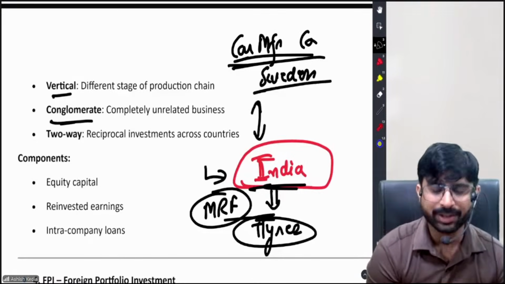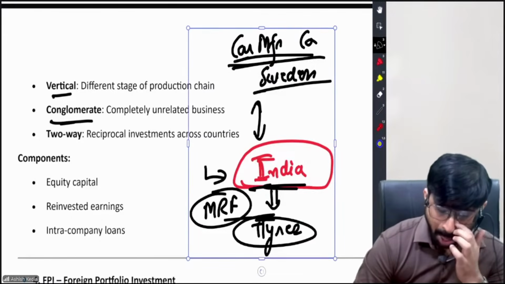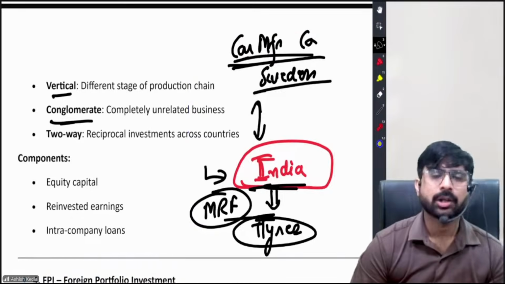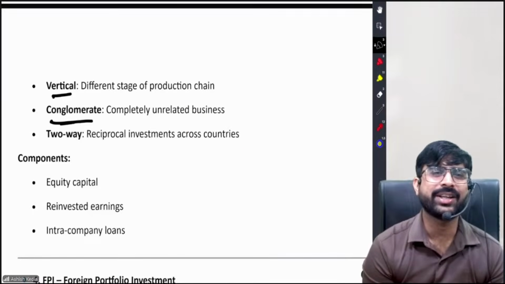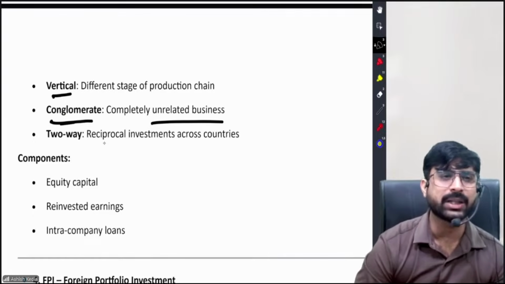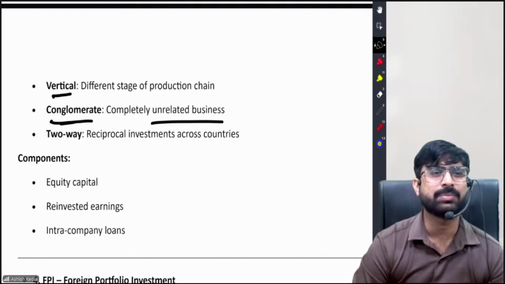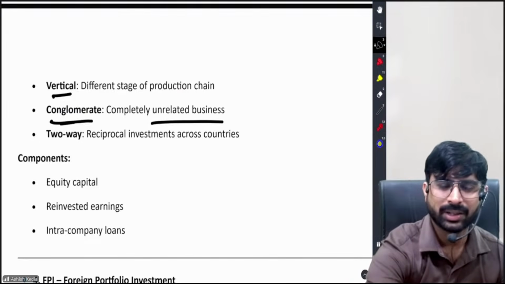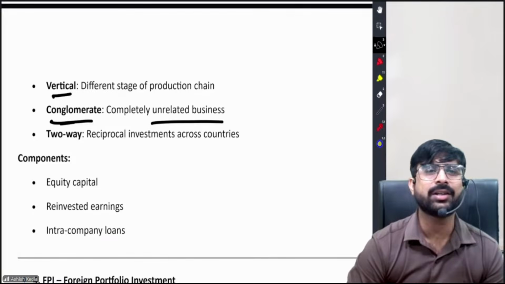What is conglomerate? That's interesting, friends. Conglomerate FDI. Students, conglomerate FDI means when you invest in a completely unrelated business, a business that has nothing to do with your main business, completely unrelated.